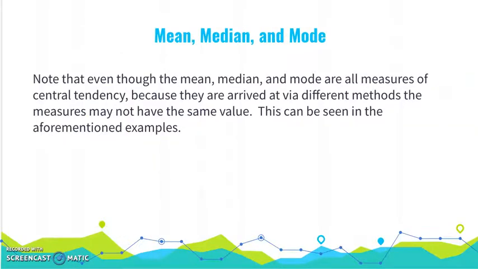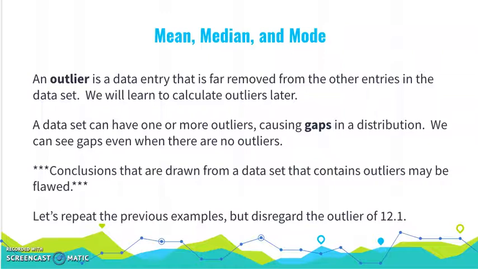Now, even though they're all measures of center, they don't all have the same number because we calculate them differently. Hopefully you saw that in the previous example. Now, what does that mean for our data? Well, when there's an outlier, it will affect certain measures of center more than others. If you looked at our previous examples, you would have noticed that 12.1 was one of the numbers. Now that's clearly an outlier, and an outlier is just something that stands out from the rest of the data.